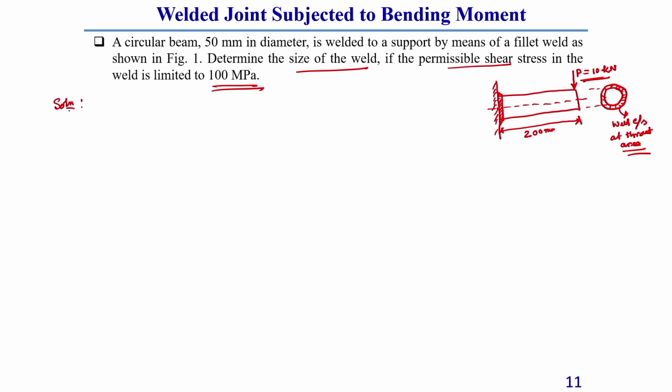So, here what are the things given? Force P is given as 10 kilonewton, length of the beam is given as 200 millimeter, tau permissible is given as 100 MPa. We need to find out what H is equal to, the leg length H, okay.